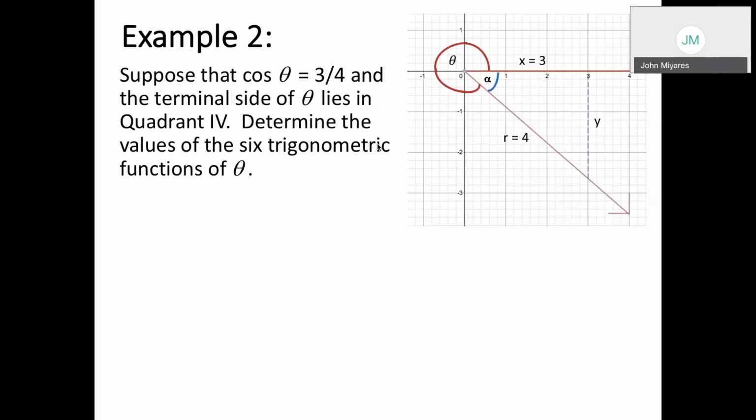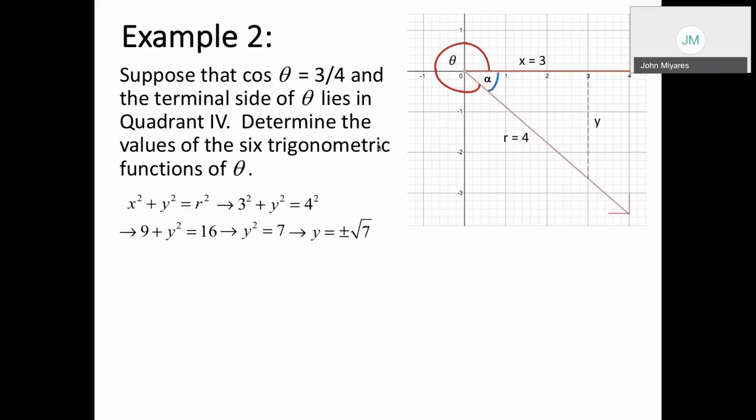To get the length of y, we're going to use the Pythagorean theorem, where I can substitute in my knowns, x equals 3 and r equals 4, to use that information to solve for the unknown value y. Squaring these out and moving the constants to the other side will leave us with 9 plus y squared equals 16, or y squared equals 7, giving y equals plus or minus the square root of 7.